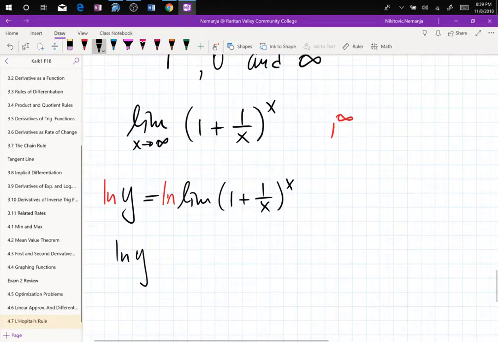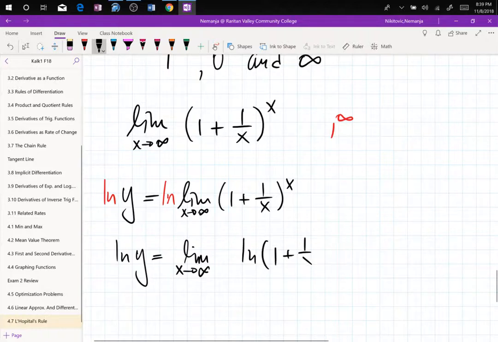So now we have ln y is equal to the limit as x goes to infinity. Oops, I missed x goes to infinity here. And we know that when you have ln of 1 plus 1 over x, the exponent x will jump in front. I'll write the formula from before. You should know it, but again, ln of x to the p is p ln x. So that's how this exponent x ended up in front of ln.